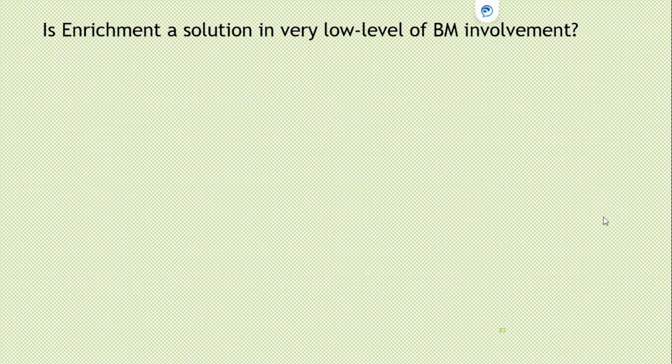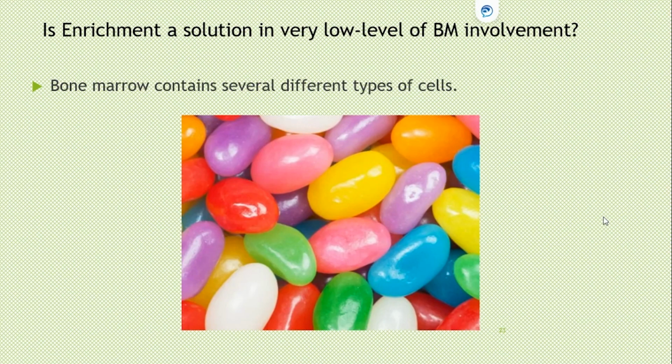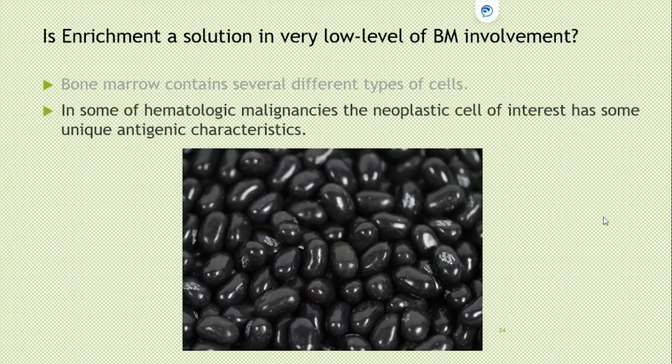So for this purpose, is enrichment a solution for this very low level of bone marrow involvement? Bone marrow contains several different types of cells. I like the jelly beans analogy. You can have multiple colored jelly beans, multiple different cell types. However, in most malignancies, only one cell type with unique antigenic characteristics is responsible for that neoplasm. Let's say they are black in color.